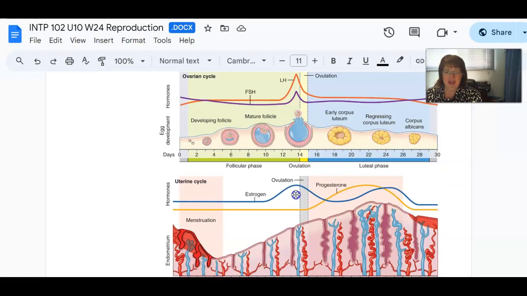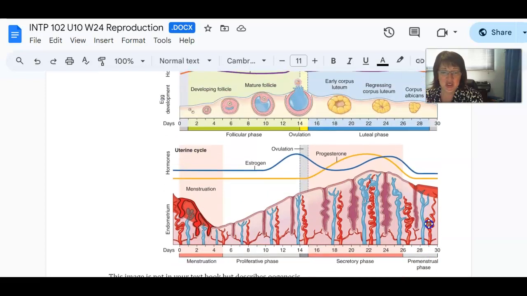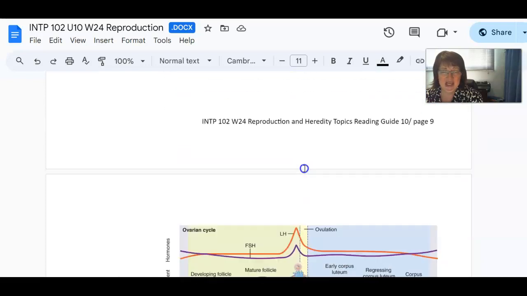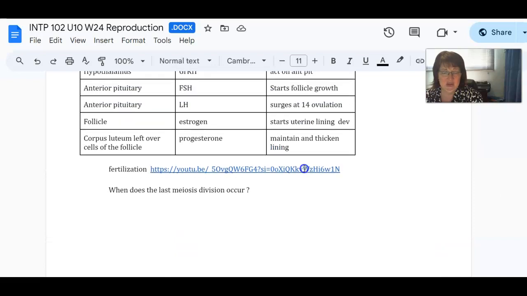And that will then cause the egg to be released, leaving the corpus luteum. As the corpus luteum develops, you get your progesterone. As your progesterone develops, it increases the uterine lining. As the corpus luteum starts to regress and degrade, the progesterone levels drop. When the levels of progesterone and estrogen are low, menstruation occurs. So that is the process that it goes through.